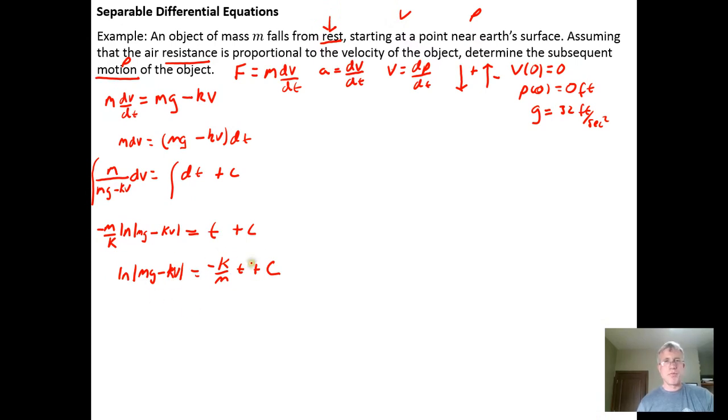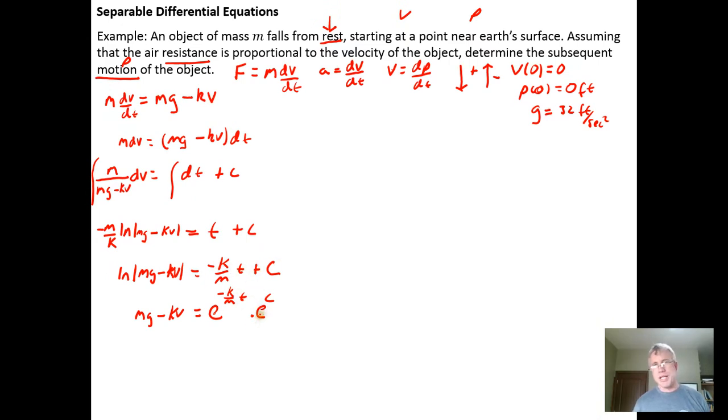So we make each side an exponent, base e. So e to the natural log will cancel, and that will leave us with the mg minus kv on the left-hand side, and then we'll get e to the minus k over m times t plus c, and then we'll use the technique we used in an earlier video. We want to recognize that we have a base to the sum of 2 things, which can be rewritten as a product of the base to the 2 things, right? Because a base times a base, that means we get to add the exponents, so we would get negative k over m t plus c in the exponent.